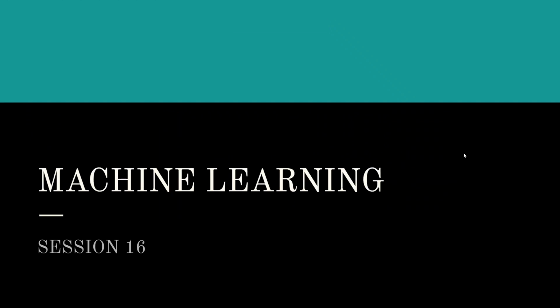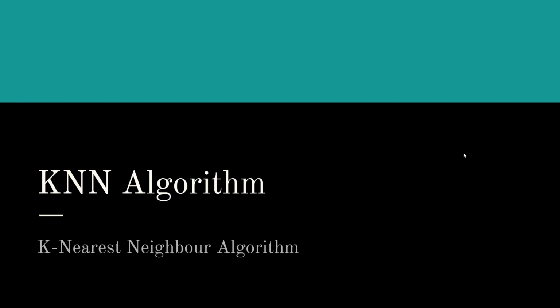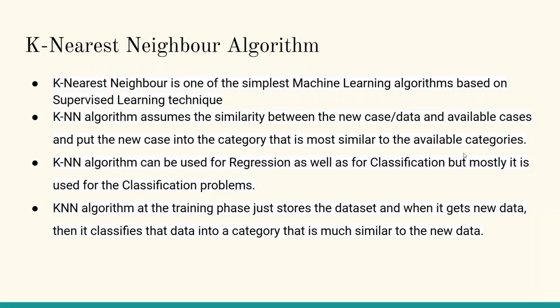Today we will discuss Machine Learning Session 16, KNN Algorithm, K Nearest Neighbor Algorithm. K-nearest neighbor algorithm is one of the simplest machine learning algorithms based on supervised learning technique. KNN algorithm assumes the similarity between the new case or data and the available cases and puts the new case into the category that is most similar to the available categories.